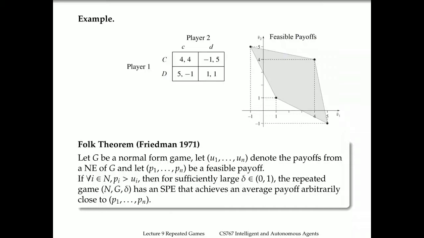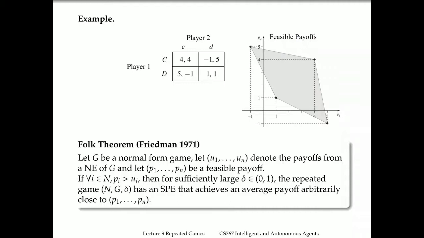And what are the feasible payoffs? We're looking at the convex hull of these 4 points, which is the shaded area. Every point in the shaded area belongs to the convex hull. And then we can state the Folk theorem.